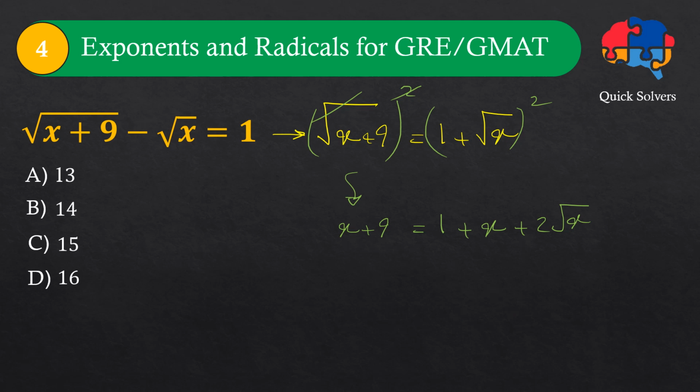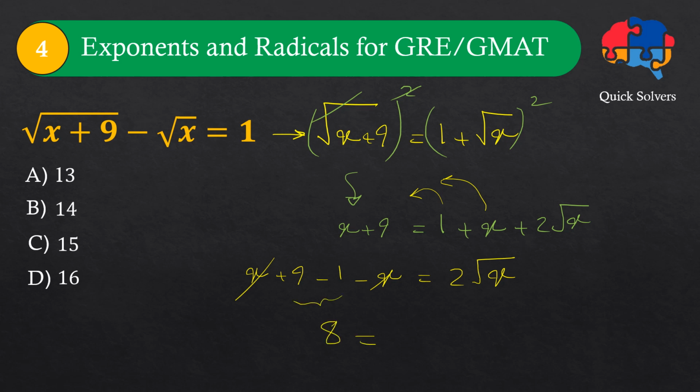And now, in the next step, I'll take these two terms to the left because they are kind of similar. Then it helps to get rid of some of these terms and simplify it. So if I take this to the left, then we have x plus 9 minus 1 minus x equals 2 times the square root of x, okay? And the x terms cancel out each other, and here this gives us 8.